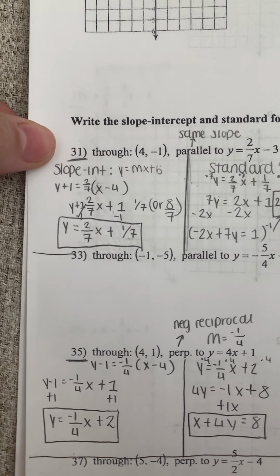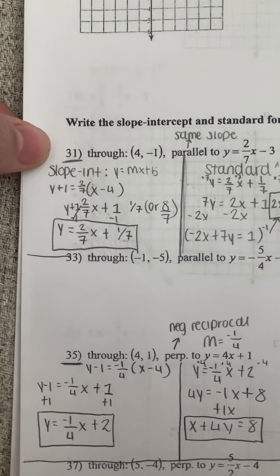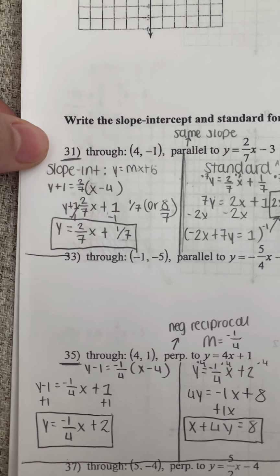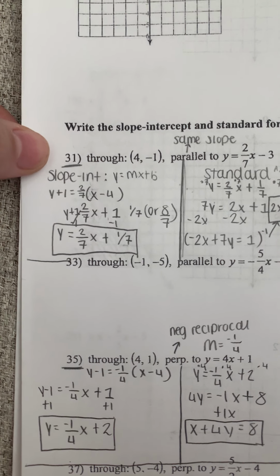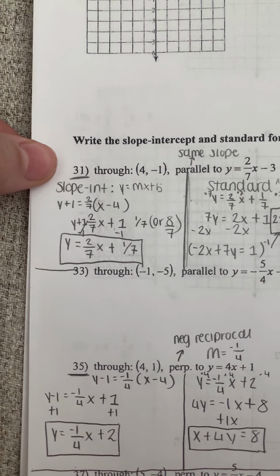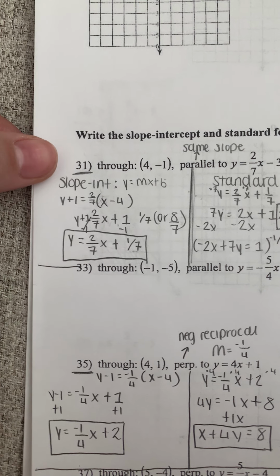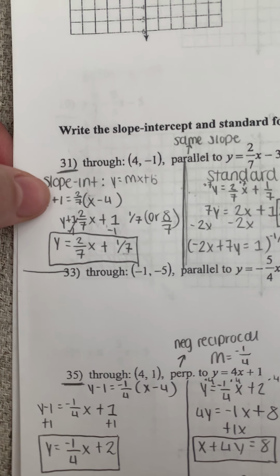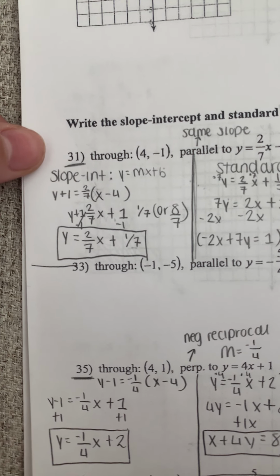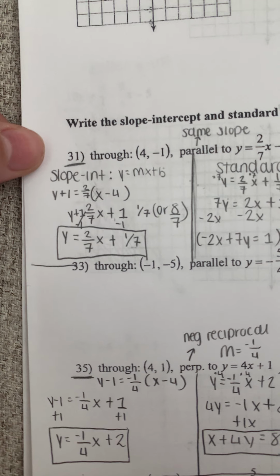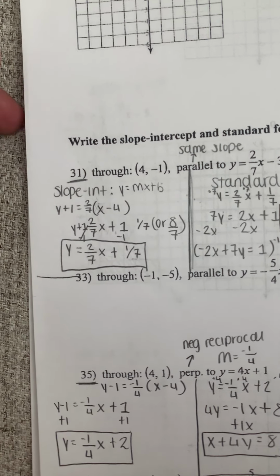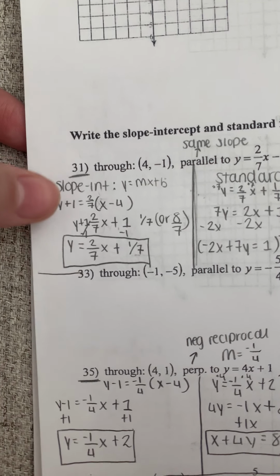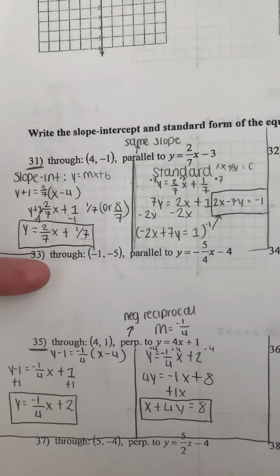y plus 1 equals 2/7x and 1 and 1/7, or 8/7. And then I had to subtract the 1 over here from both sides to get y equals 2/7x plus 1/7. This is the slope intercept form. And then I had to convert that into standard form.